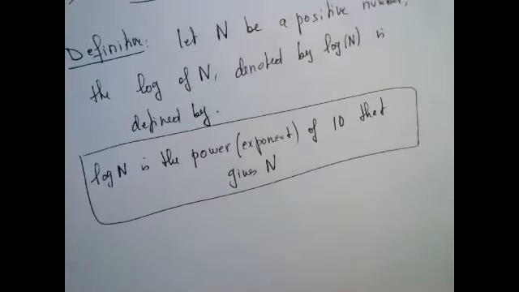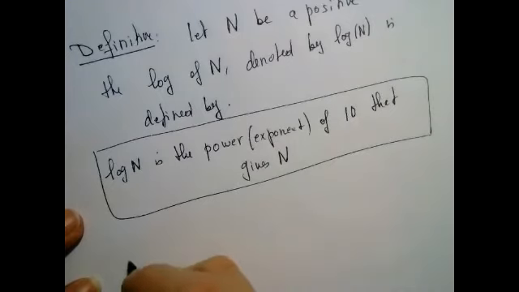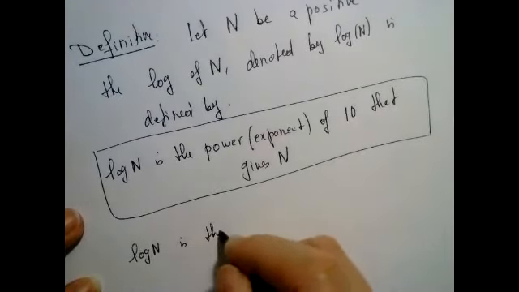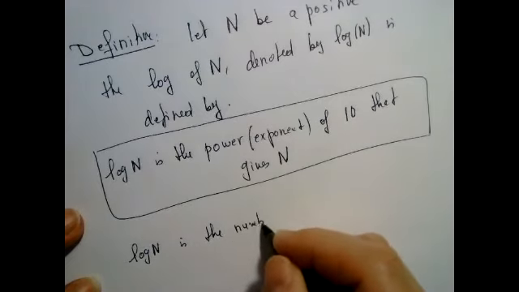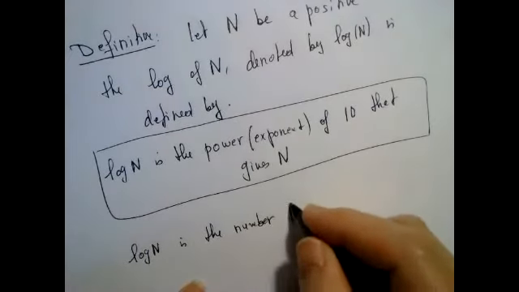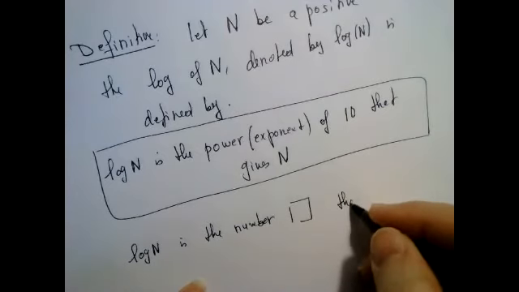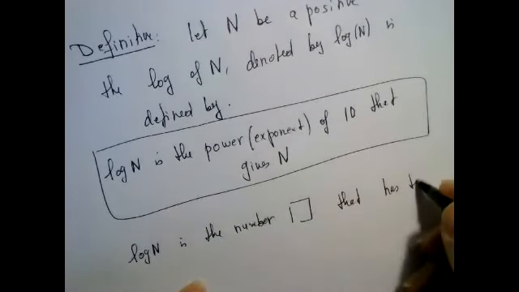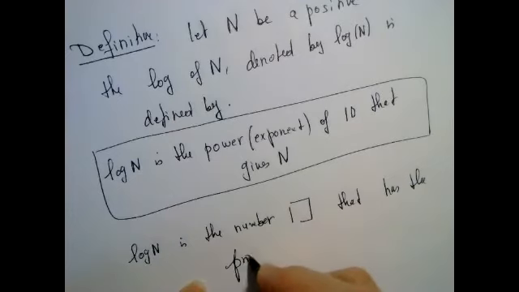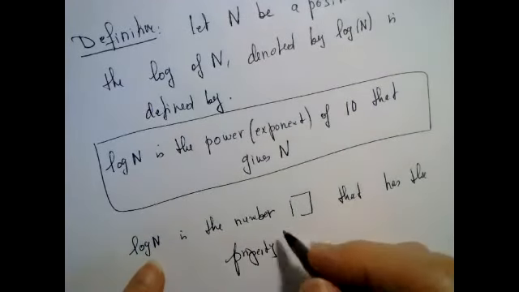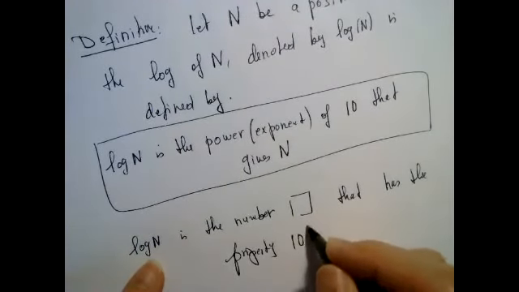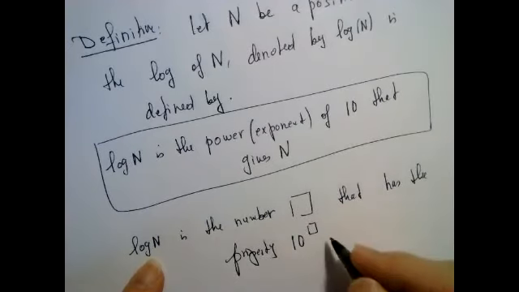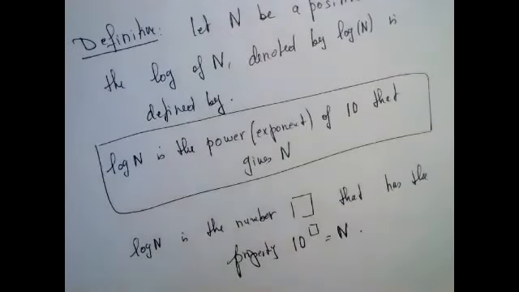So I'm going to explain it, of course, a lot. So what is the log of n? It's a number that I'm going to call a box that has the following property. When I take 10 to the power of this box, I get n back.